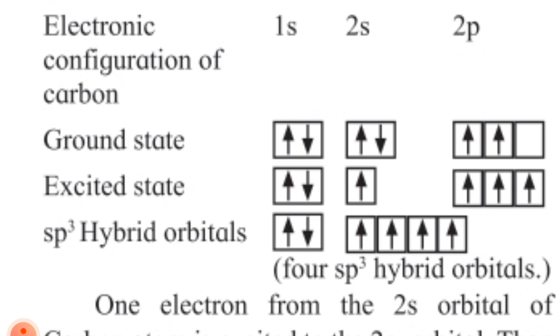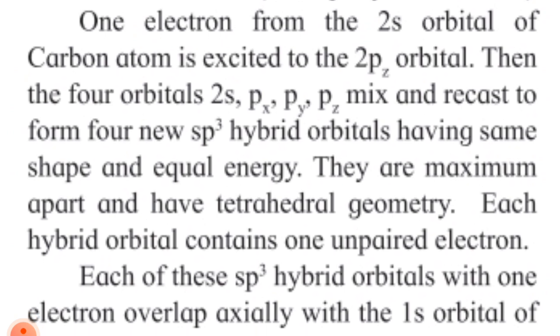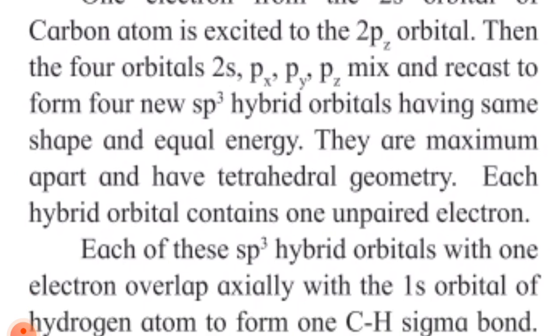Excited state, four sp3 hybrid orbitals. One electron from the 2s orbital of the carbon atom is excited to the 2pz orbital. Then the four orbitals 2s, 2px, 2py and 2pz mix and recast to form four new sp3 hybrid orbitals having the same shape and equal energy. They are maximum apart and have tetrahedral geometry. Each hybrid orbital contains one unpaired electron.